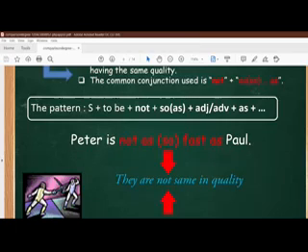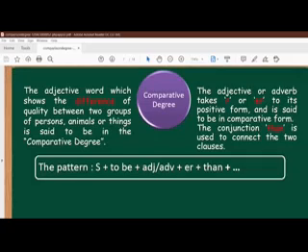Now come to the next part. It is written that adjective words which show the difference of quality between two groups, persons, animals, or things are said to be in the comparative degree. An adjective or adverb takes "er" as its comparative form, and the conjunction "than" is used to connect the clauses.